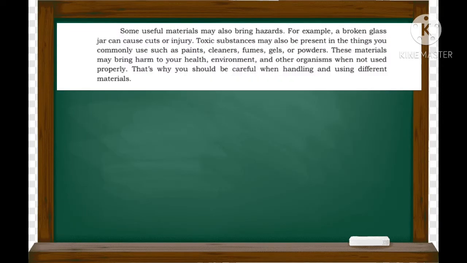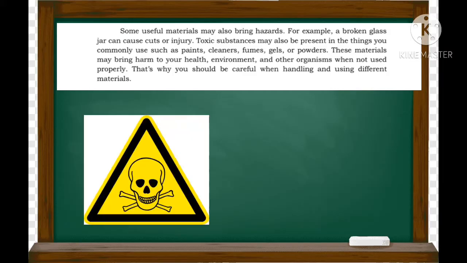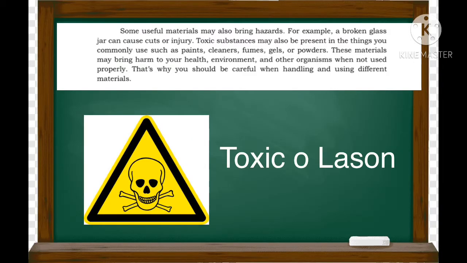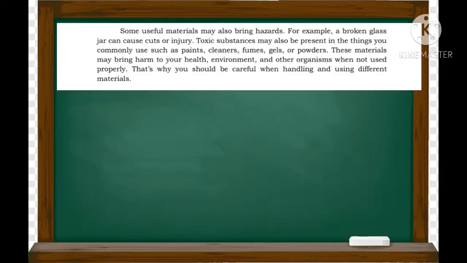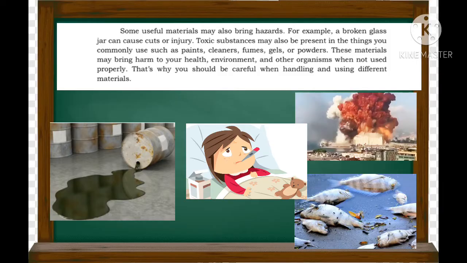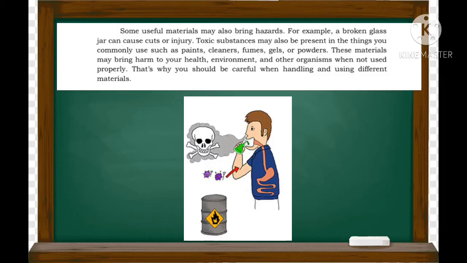Some useful materials may also bring hazards. For example, a broken glass jar can cause cuts or injury. Toxic substances may also be present in things you commonly use such as paint, cleaners, fumes, gels, or powders. These materials may bring harm to your health, environment, and other organisms when not used properly. That's why we should be careful when handling and using different materials. If you are not careful when handling materials, it can cause hazards.